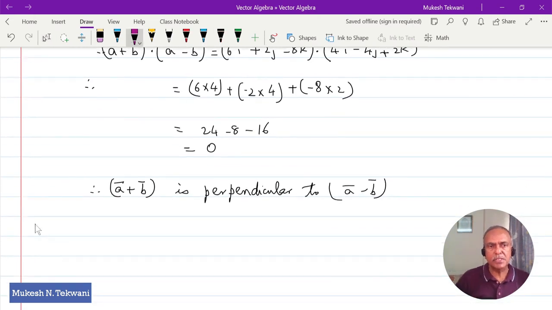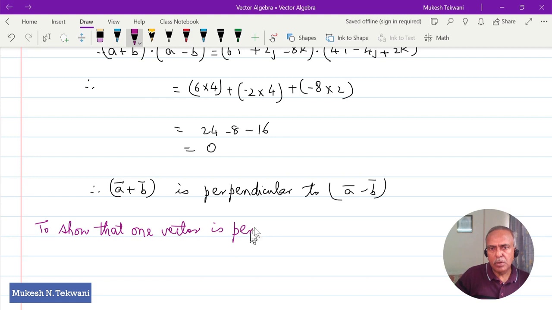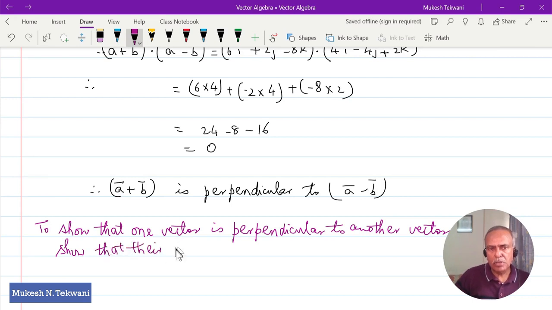The result is this: to show that one vector is perpendicular to another vector, all that you need to do is show that their dot product is 0. This becomes the method to prove that two vectors are perpendicular.